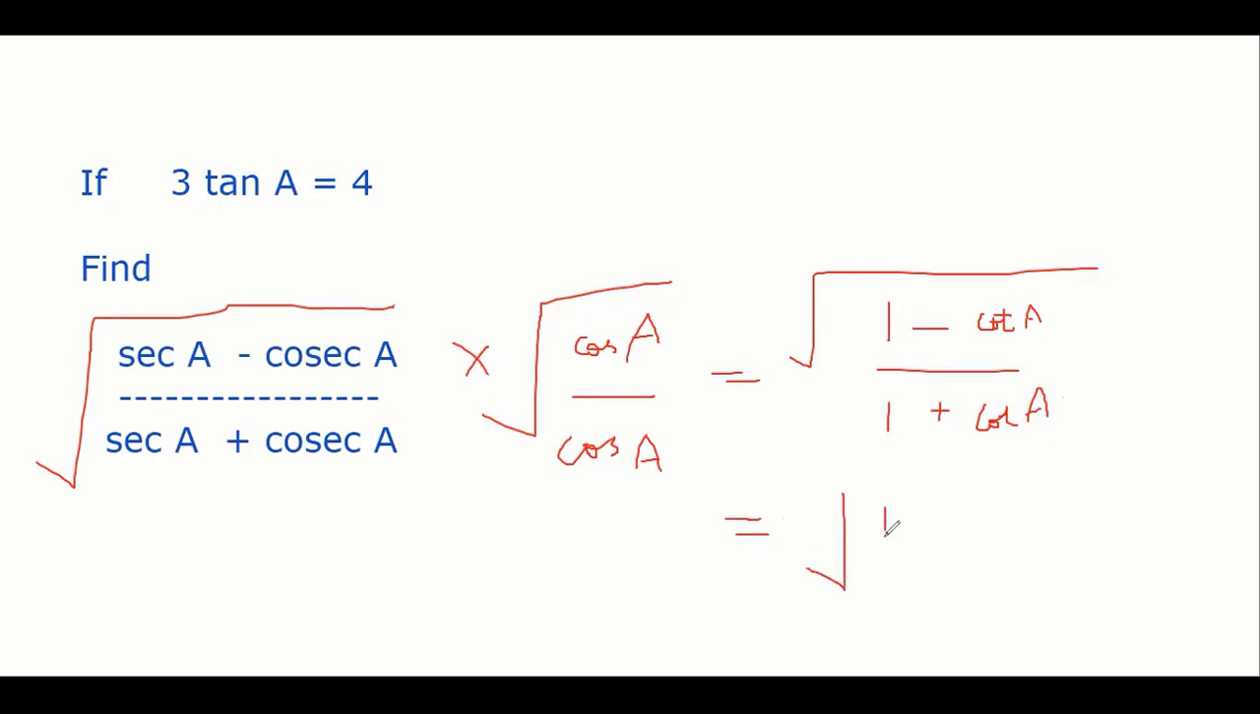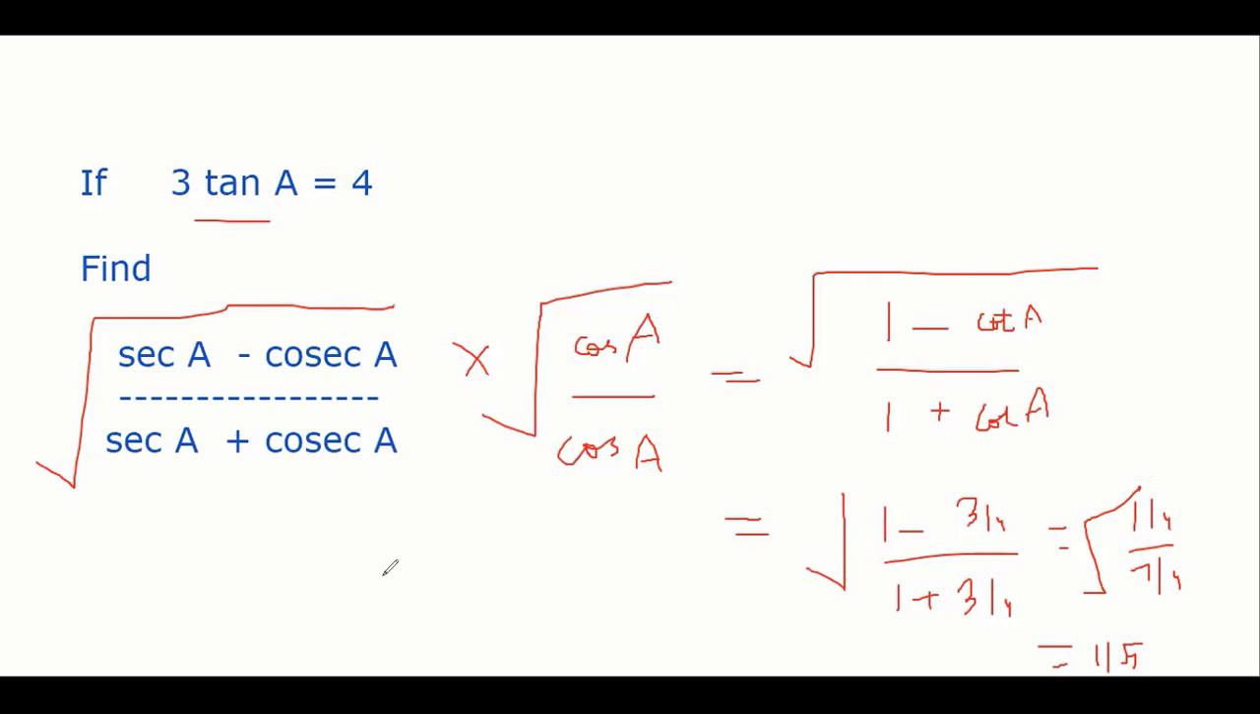That's it. Now I can directly substitute. Why? Because 1 minus cot A. If tan A is 4 by 3, cot will be 3 by 4. 1 minus 3 by 4 by 1 plus 3 by 4. Correct? 1 minus 3 by 4 is 1 by 4. 1 plus 3 by 4 is 7 by 4. Obviously square root, 4 goes, 1 by root 7. That's it. The moment I see sec, cosec, why unnecessarily get those values? You can do that. There is nothing wrong.